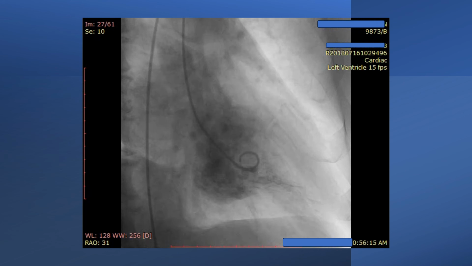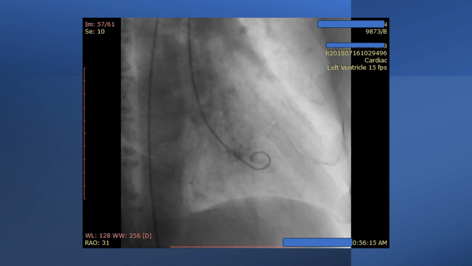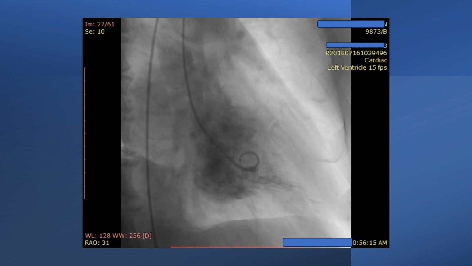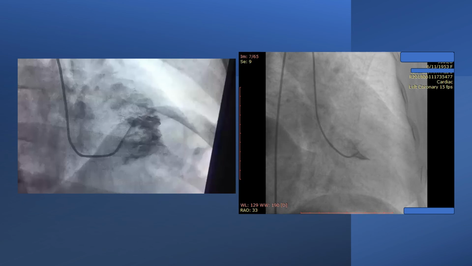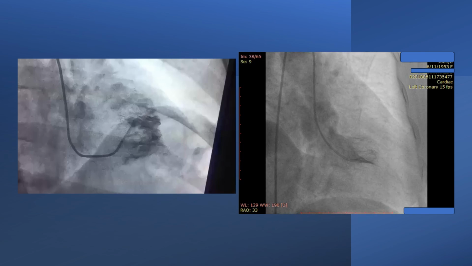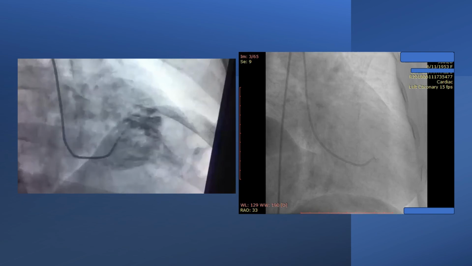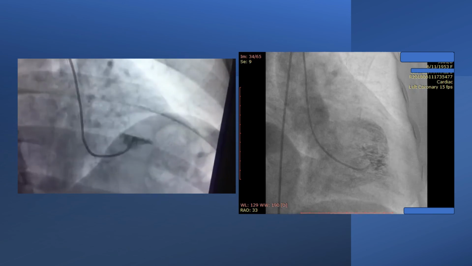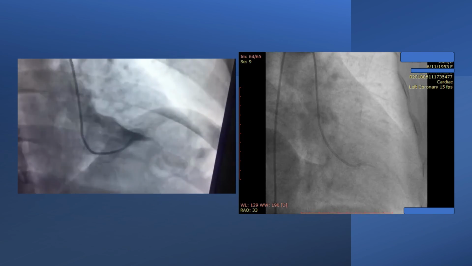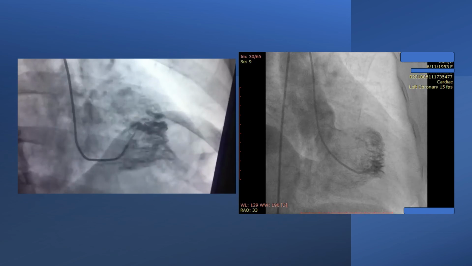And this is another case. And these are two more cases, so that you can be acquainted with such a condition, which is more frequent than we realize.